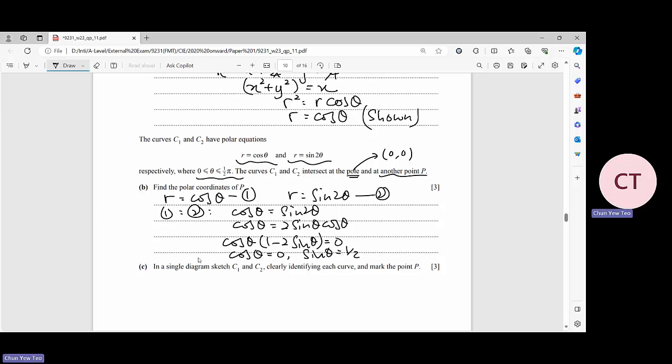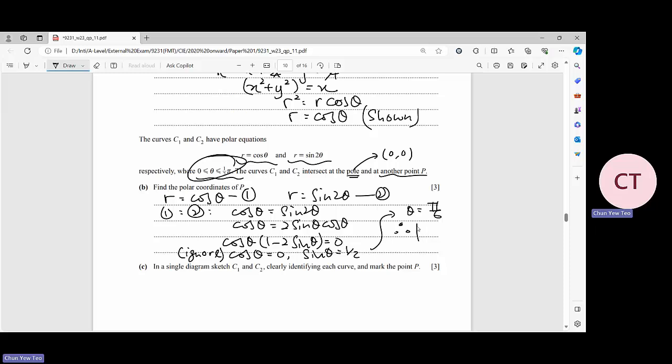For cos theta equal to 0, you just ignore it, because when cos theta equals 0, your r is 0, and if your r is 0, it will be the pole. So we do not want the answer to be the pole. We want another point P, so we will ignore it. That is the reason. But usually in an exam, just writing "ignore" will do. So now from here, our theta equals pi over 6. That is the only answer because your domain is 0 to 2 pi, only the first quadrant.